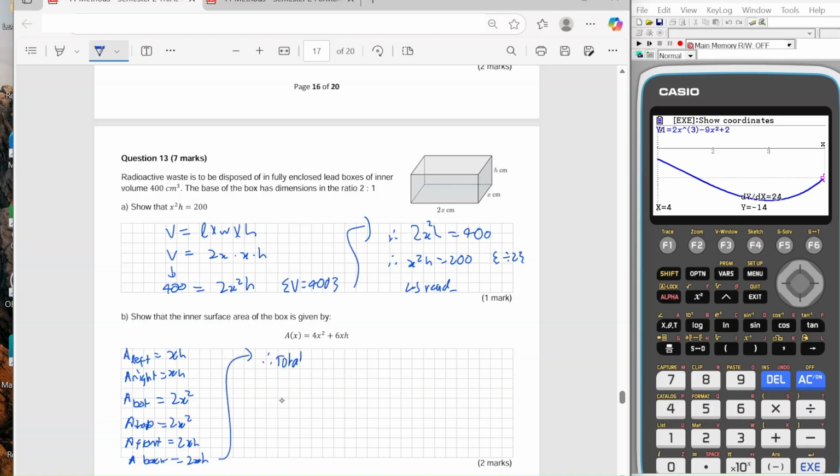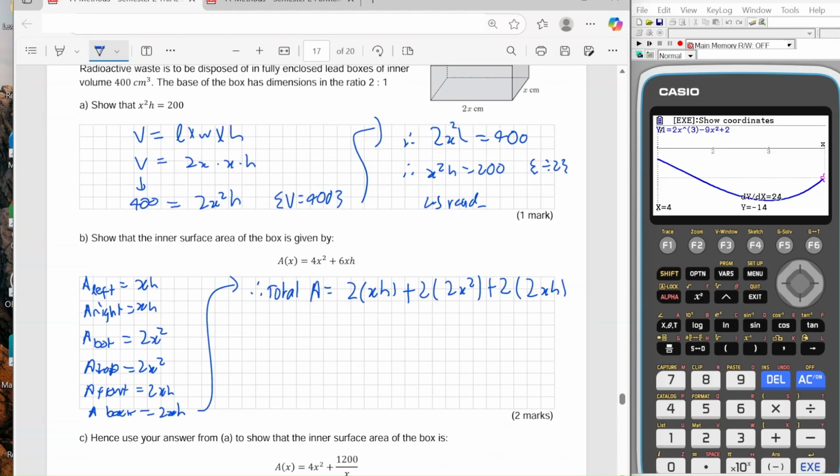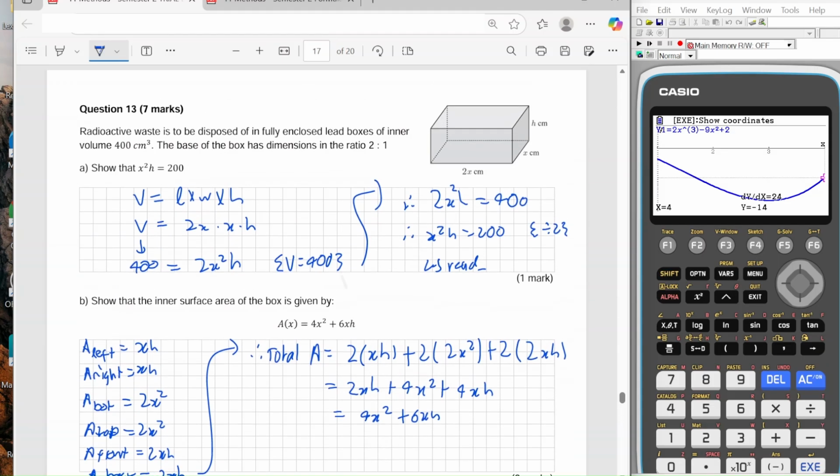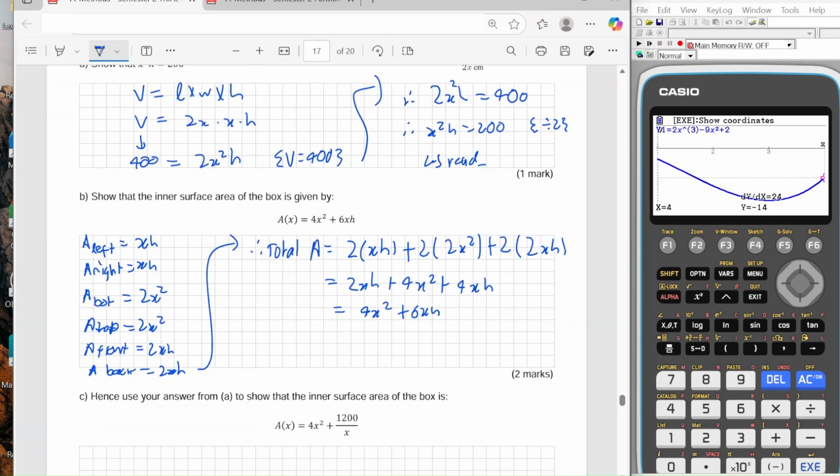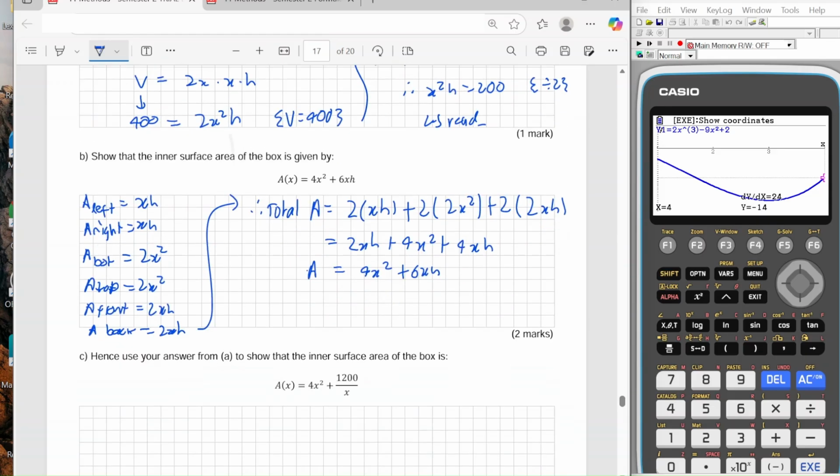Therefore, total area is, well, it's 2 lots of the xh bit, it's 2 lots of the 2x squared bit, and it's 2 lots of the 2xh bit. If we sort of smoosh all that together, I reckon that gives us 2xh plus 4x squared plus 4xh. We got some like terms there, so 4x squared is the first one, and then 6xh is the next one. And we've done it, cool, that's good, as required.